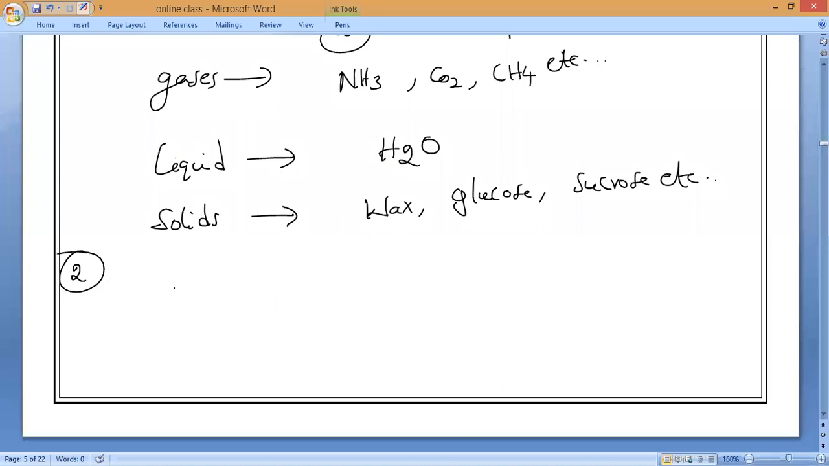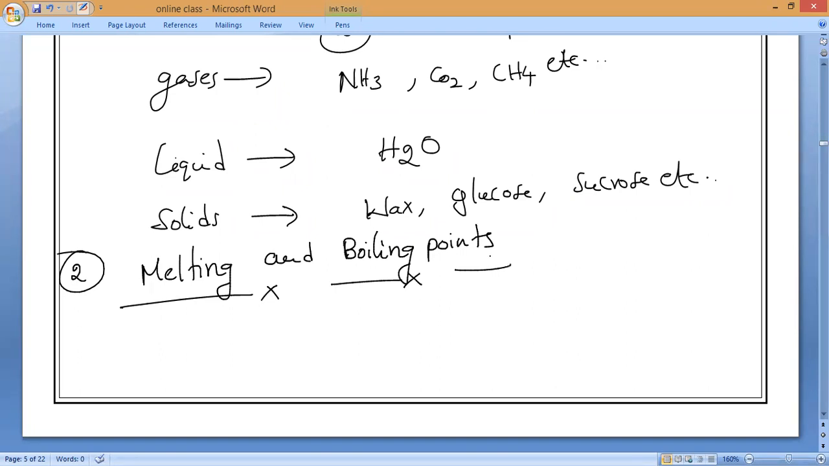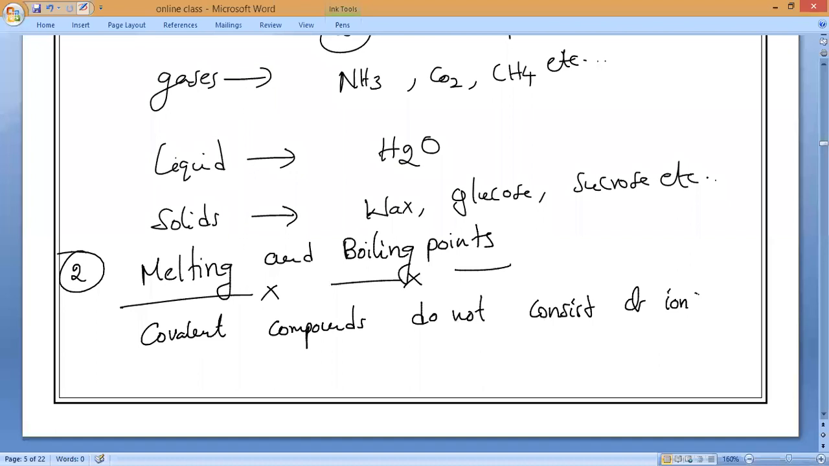Second property: melting and boiling points. As I taught you just now with the tabular column, tell me, are melting and boiling points low or high? Low. Because they are not formed with ions. But still, are the compounds formed by carbon stable or unstable? Stable, because the nucleus binds tightly. Remember that. Covalent compounds do not consist of ions, so their boiling and melting points are low.